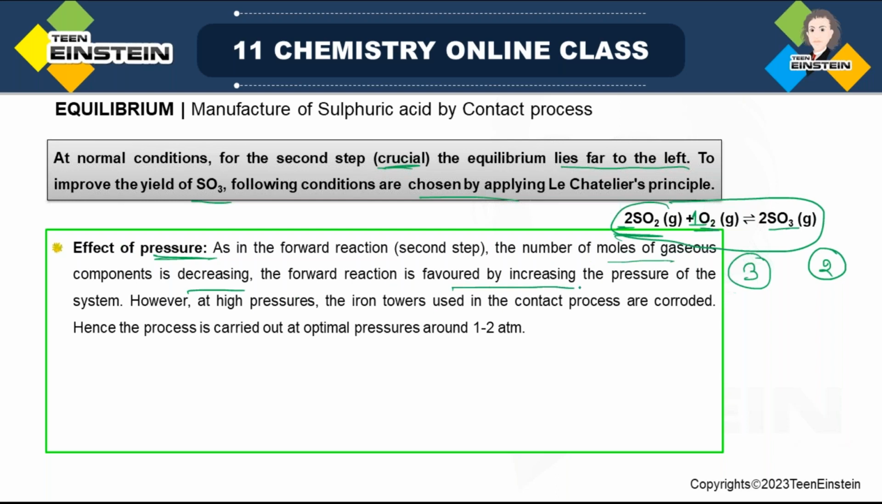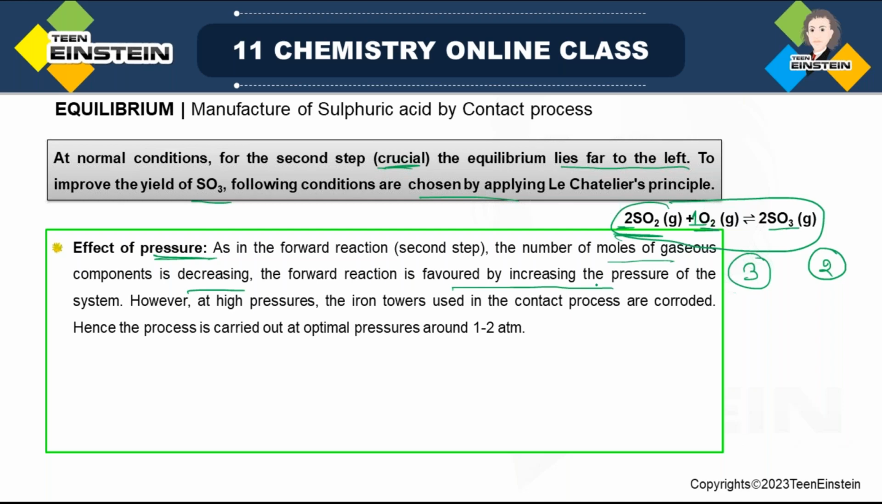That means the forward reaction will be favored if we increase the pressure of the system, because according to Boyle's law, remember these two are inversely related to each other. So you are increasing pressure, and the system will try to decrease the volume. And which side has less volume? Obviously the side where the number of moles is less. So it will prefer the direction where fewer moles are involved, which is formation of SO3.